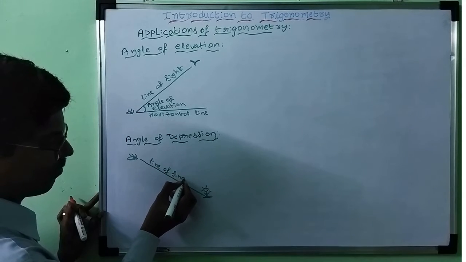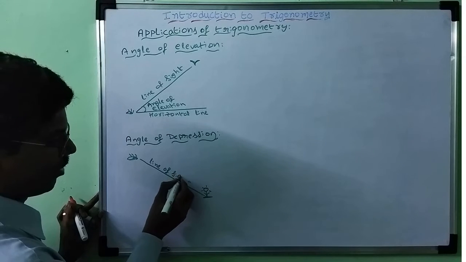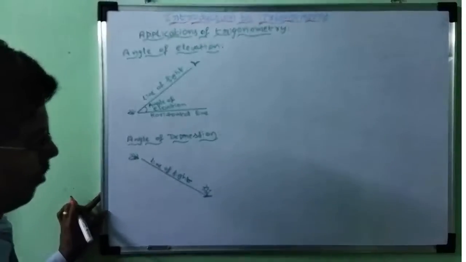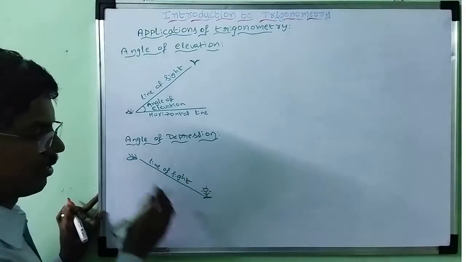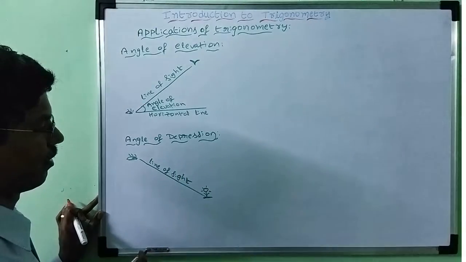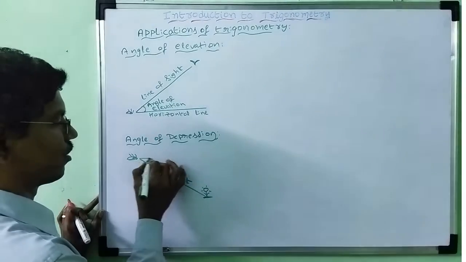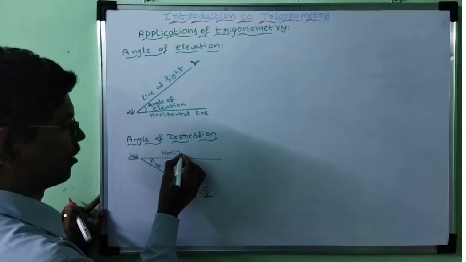So what is line of sight? The line segment joining the eye of the observer and the object, that we are calling the line of sight. We must join those two. Then that line segment we are calling the line of sight. And then from the eye of the observer, we have to draw a horizontal line. So this is the horizontal line.